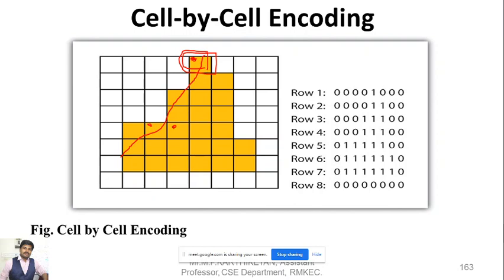Okay, so this is one thing. And similarly for row 4, row 5, row 6, row 7, all the cells which have been shaded in yellow color are marked as 1, and all the cells which don't have any color are marked as 0. Row 8, there is not even a single cell marked in any color, so the entire row is given as 0. Okay, so this is called the cell by cell encoding part.